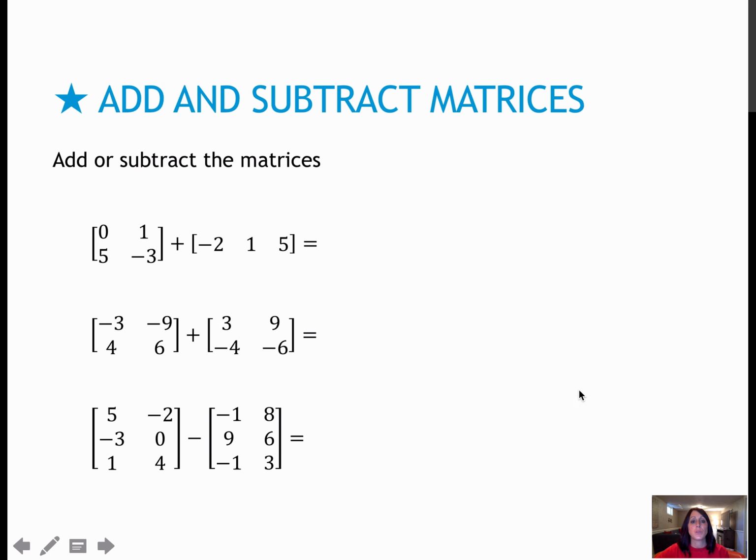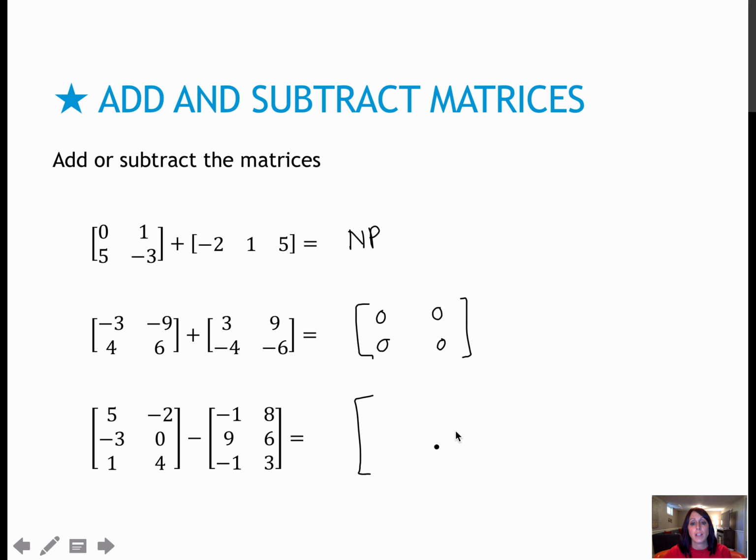Similar questions for you to try, so try all three, then press play to check your work. For the first one, again, not possible. I've got a 2 by 2 and a 1 by 3. Those are not the same size, so I can't add or subtract them. For my second one, again, this is addition, so -3 plus 3, -9 plus 9, 4 plus -4, and 6 plus -6. So I end up with a lot of zeros.